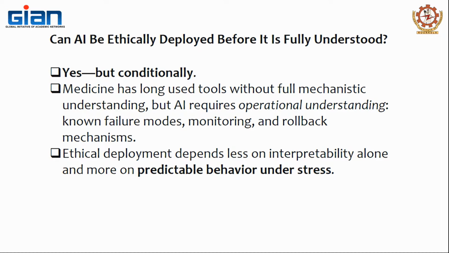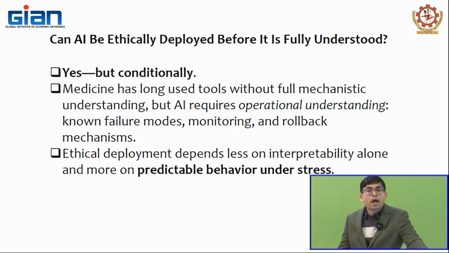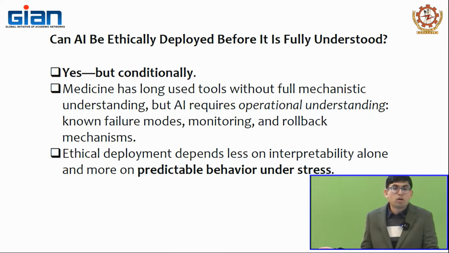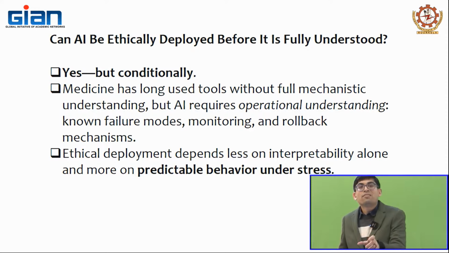You've seen that medicine has long used tools without the full mechanistic understanding, right? AI requires operational understanding, known failure modes, monitoring, and rollback mechanisms. We have to be very careful about this. Ethical deployment depends less on interpretability. Yes, interpretability is just one aspect of ethics, but it's not just that. It depends more on the predictable behavior of the system under stress.